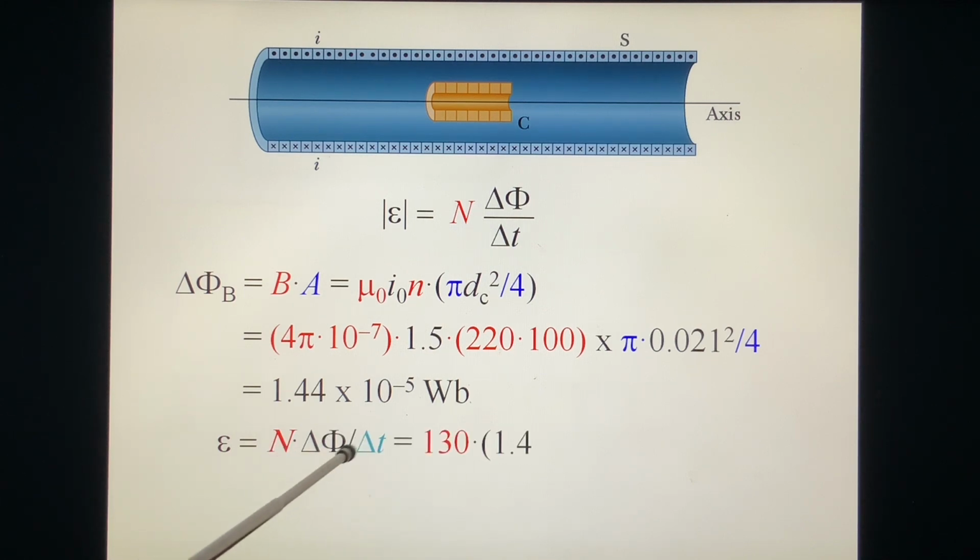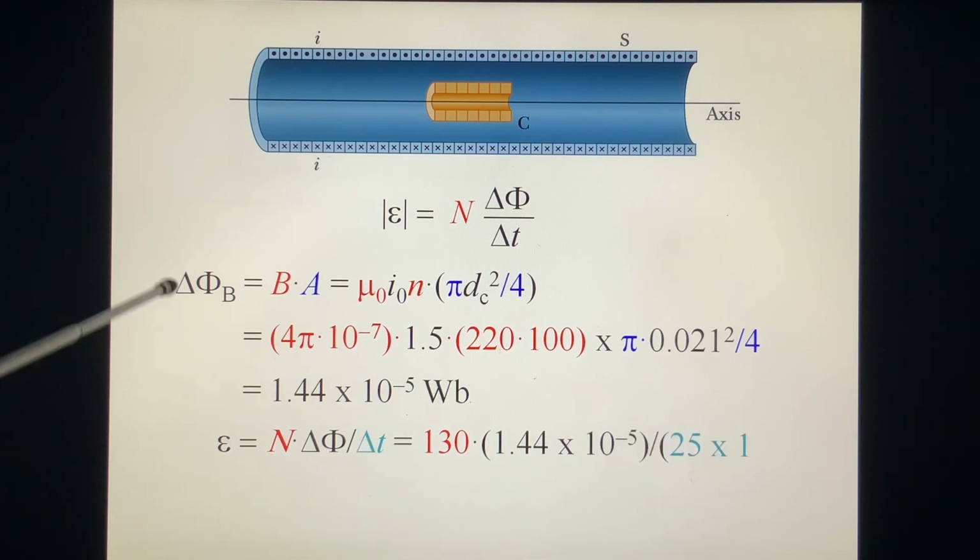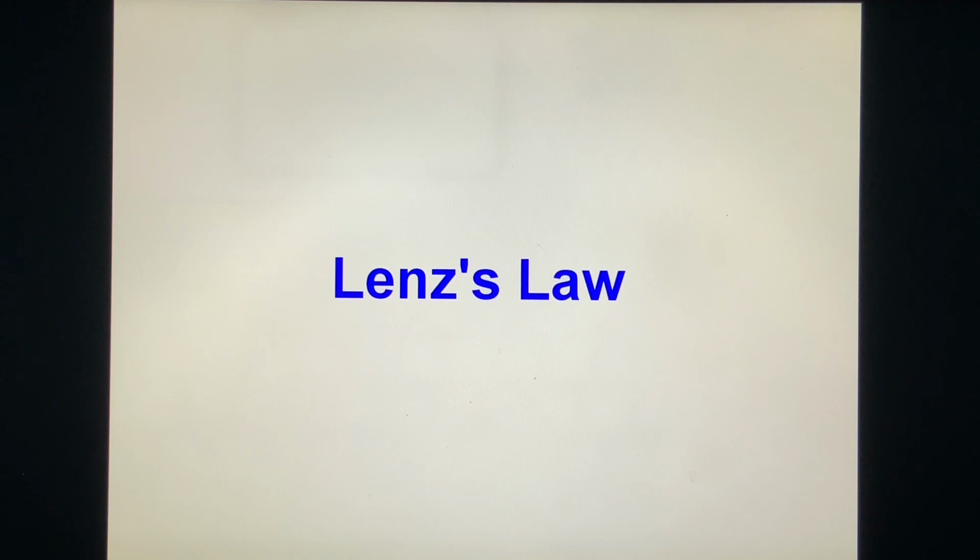The EMF is N times delta phi over delta t. Delta t is 25 milliseconds. Delta phi is from the top value to zero. This gives 75 millivolts. Now, Lenz's law.